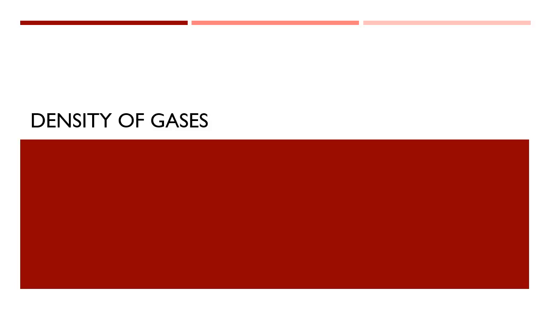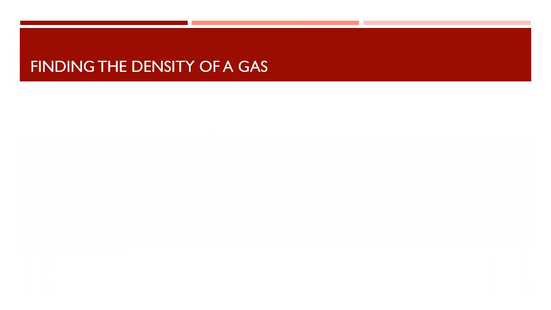One thing that separates gases from liquids and solids is the fact that gases have extremely low densities, meaning the particles are extremely far apart compared to the particles in a solid or a liquid. And we can actually use the ideal gas law to determine the density of a gas. Let's first look at the units for density.